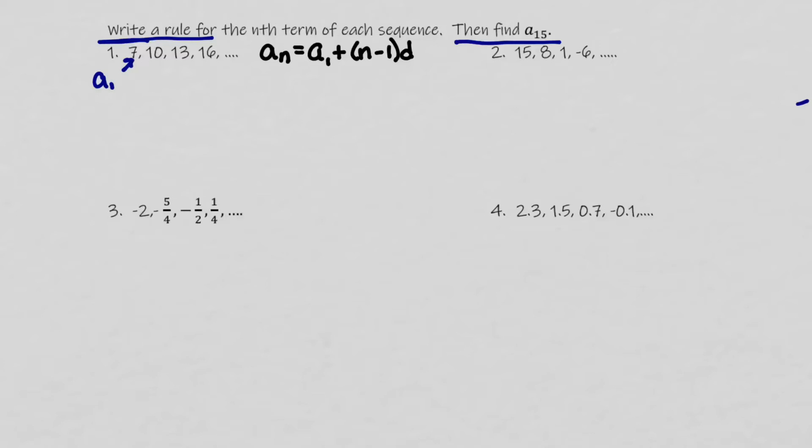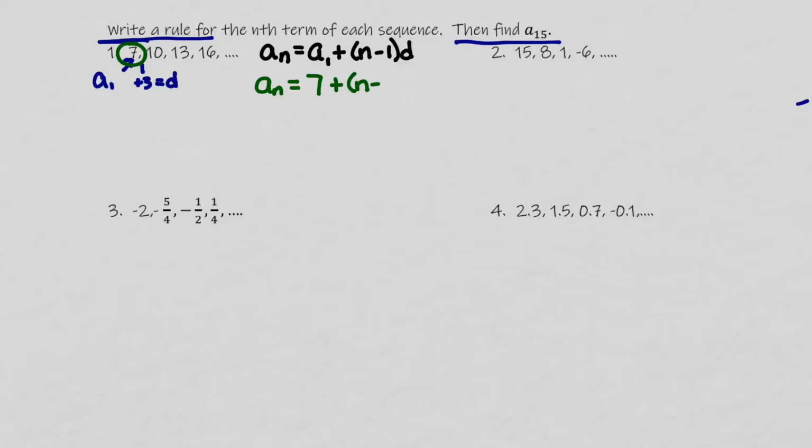And I need to find the difference. Well, what am I adding to get to the next term? 7 plus 3 is 10. 10 plus 3 is 13. 13 plus 3 is 16. So I know that 3 is my D. That's the difference to get to each term. So I can plug in what I know. Well, I do not know AN. That's the equation I'm trying to find. But I do know A1 is 7. That's that first term.